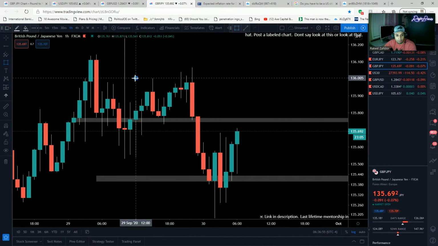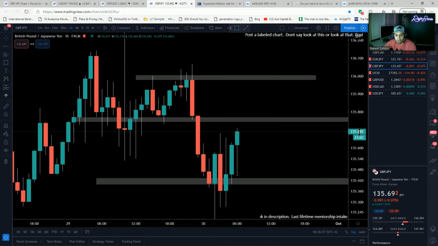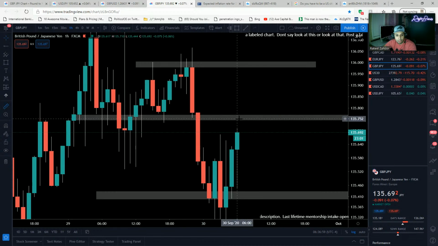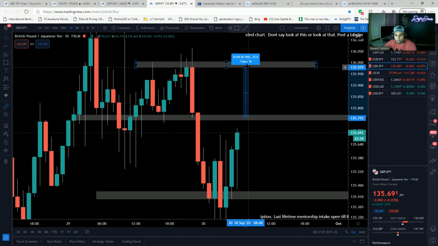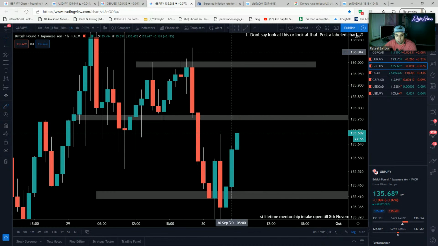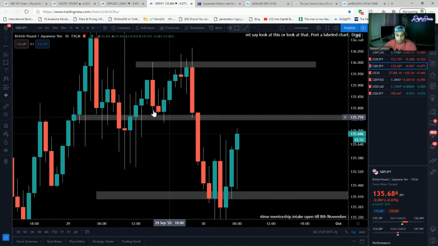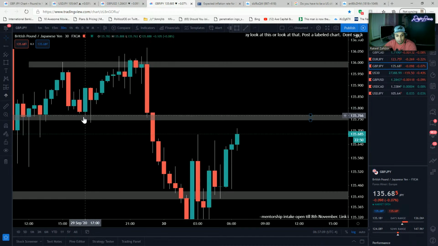Looking at the 1-hour, we are approaching a range. If we measure this range from 135.750 all the way up towards 136, I'd say it's like 24 pips. So we'll have to see how price reacts to this area over here.